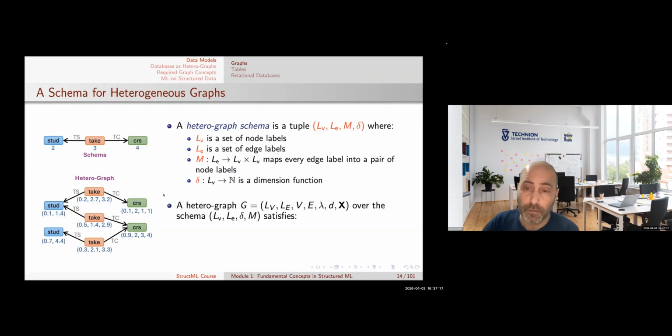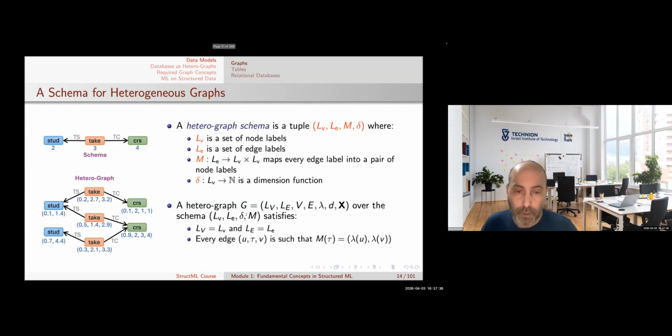And so a heterograph G over this schema LV, LE, delta, M has the same set of node labels and edge labels. The edge labels are consistent: if you have an edge from U to V labeled tau, then M of tau is equal to the pair lambda of U, comma, lambda of V. And then D and delta are the same.